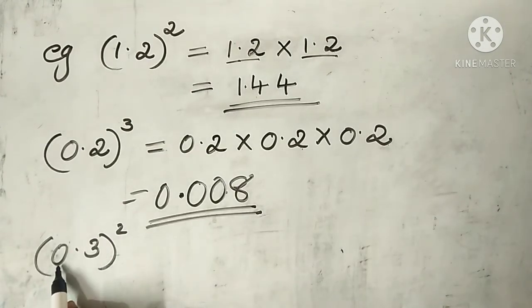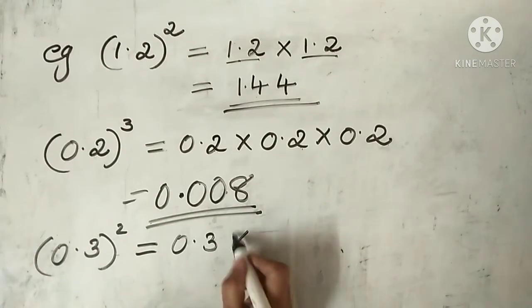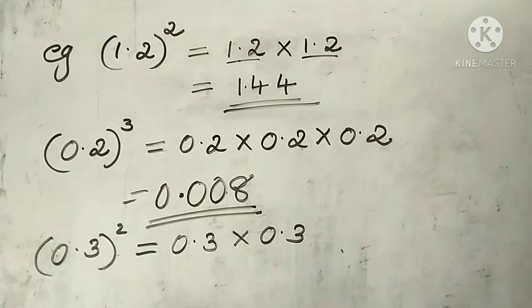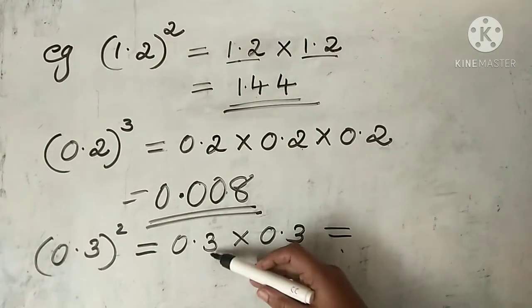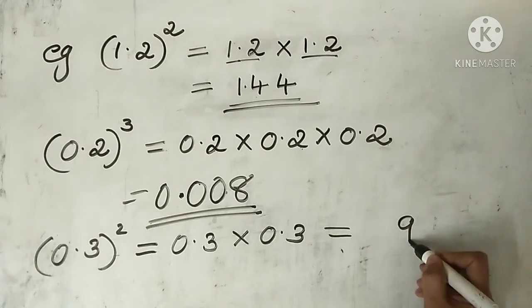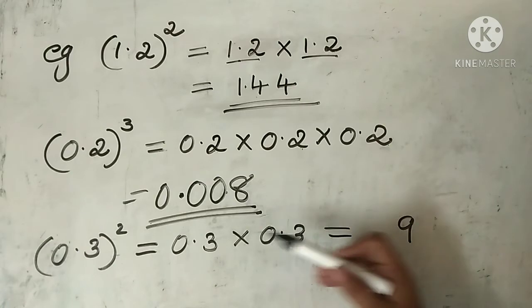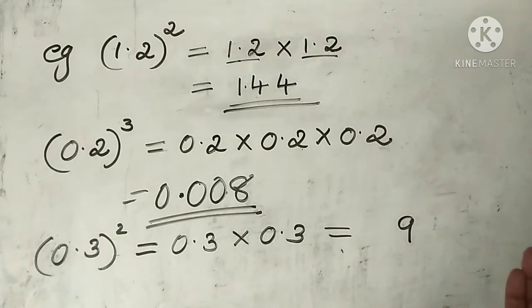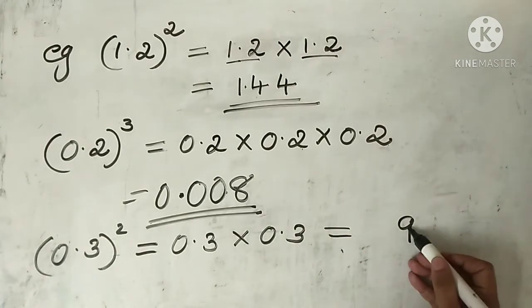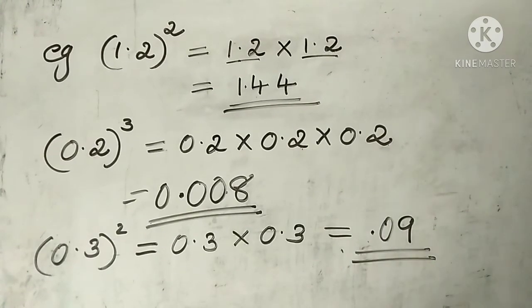Another example, 0.3 whole raised to 2. Here we have to multiply 0.3 2 times. That is 0.3 into 0.3. Here we just multiply the numbers. 3 3s are 9. So we write 9. Then how many numbers are there after the decimal point? 1, 2. So we have to put the decimal point after 2 numbers. So the answer is 0.09.